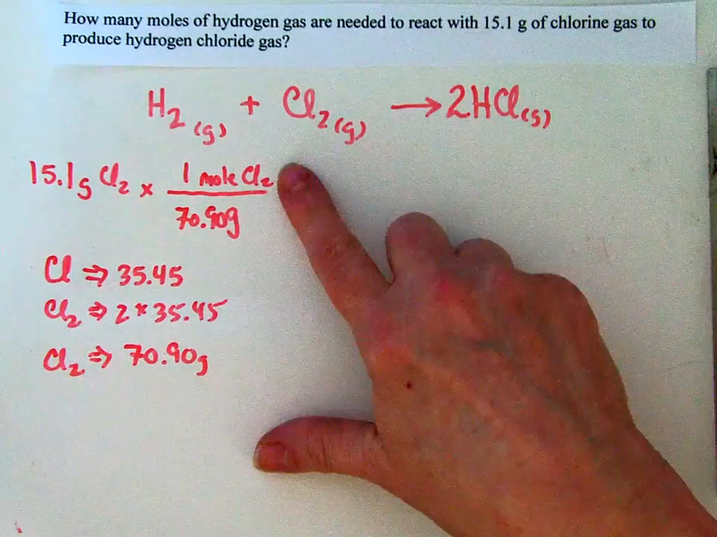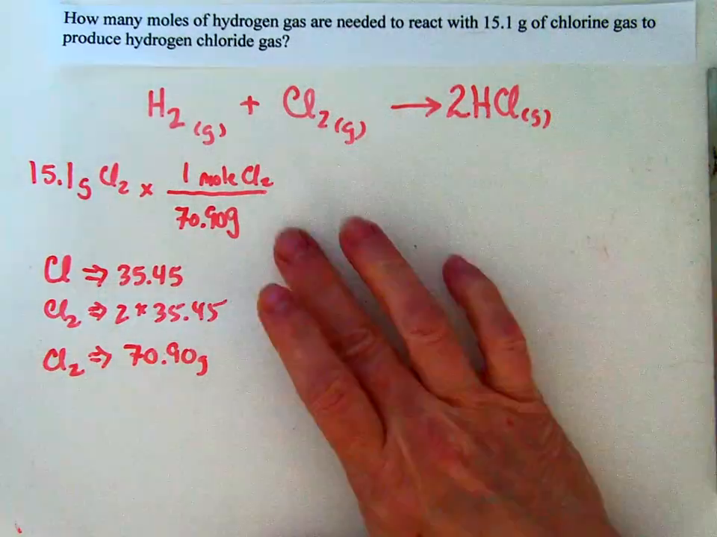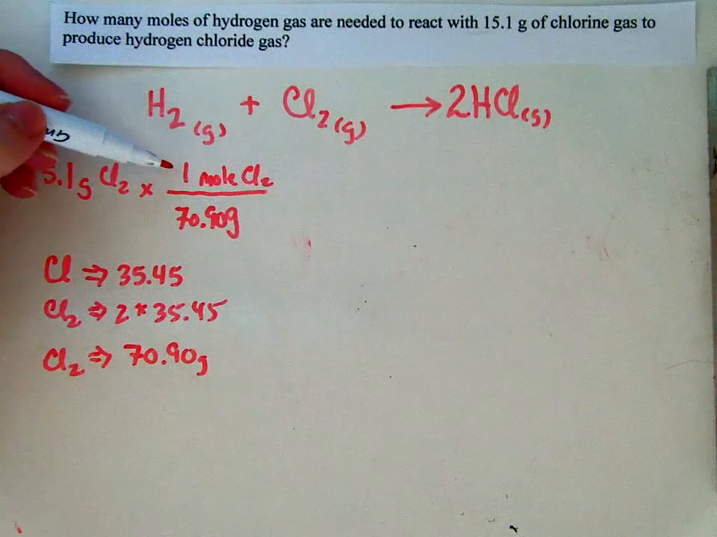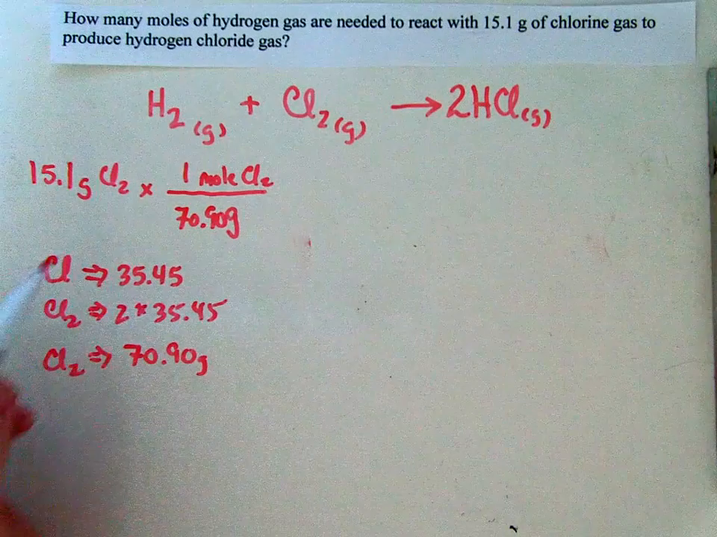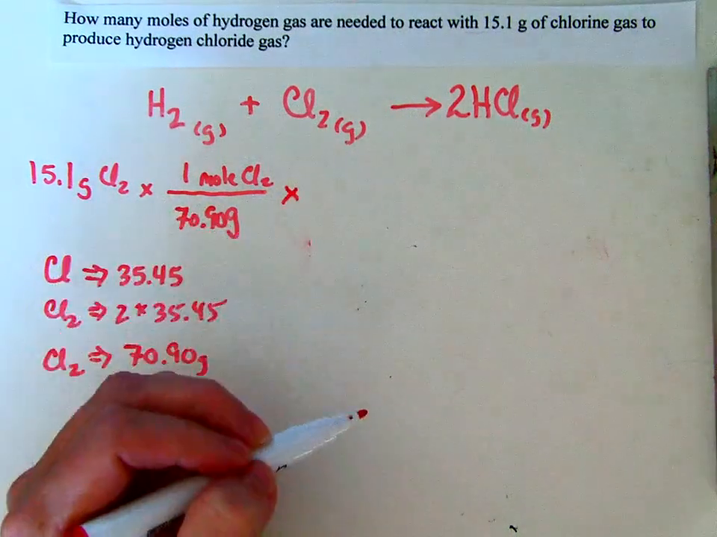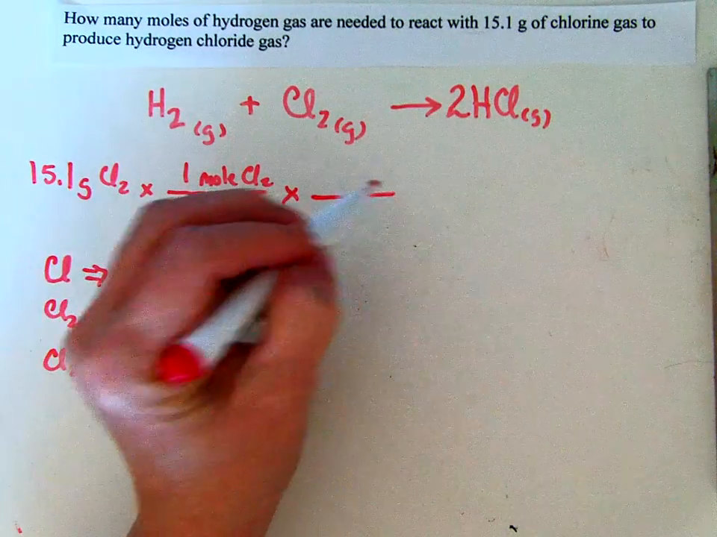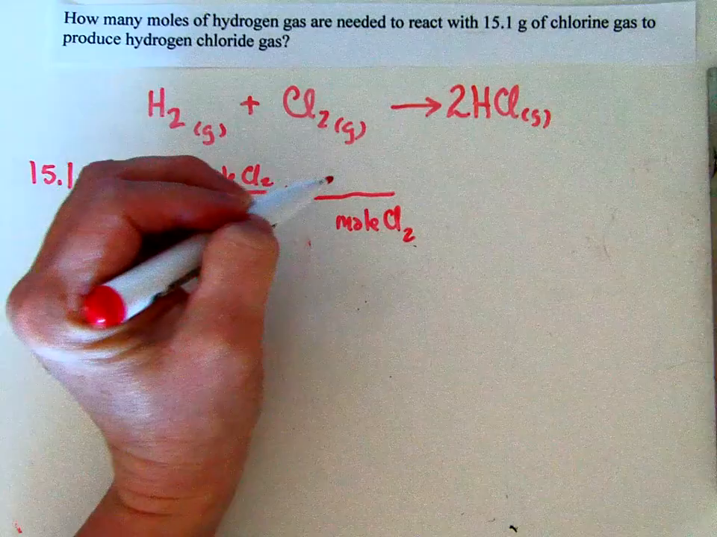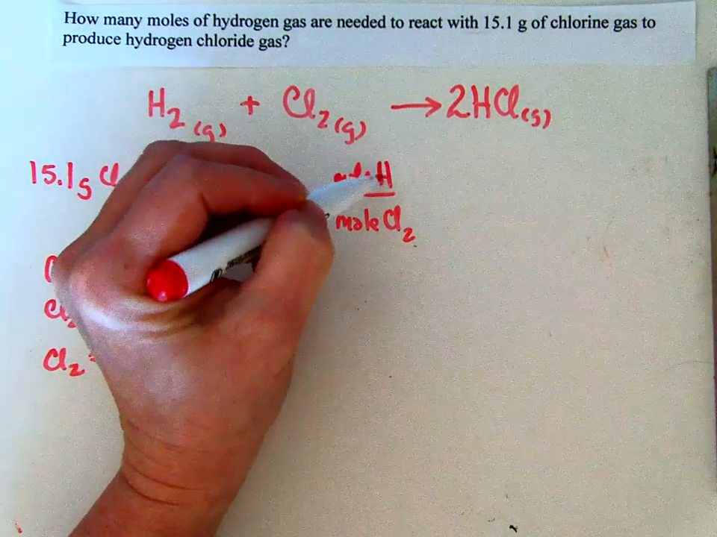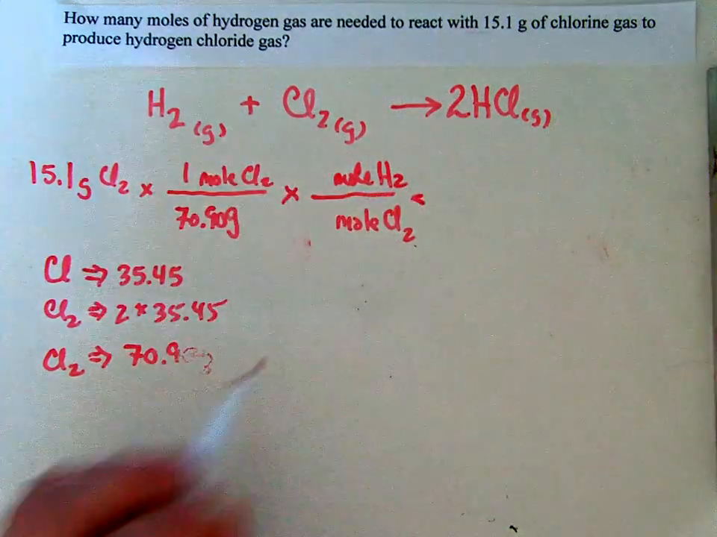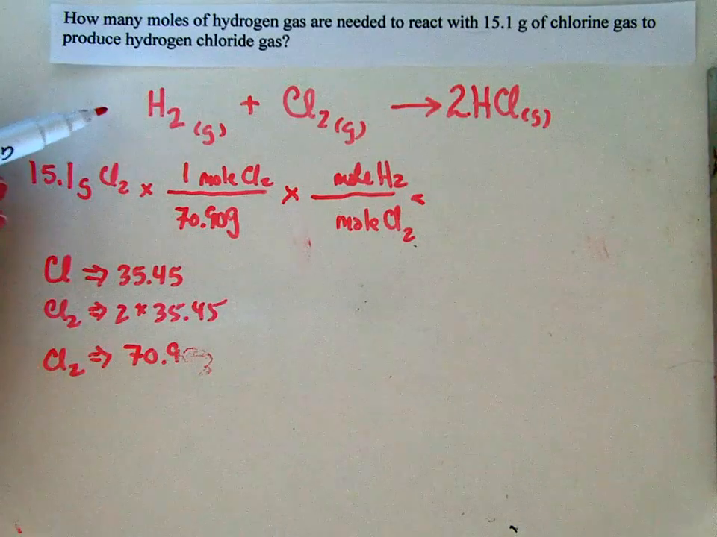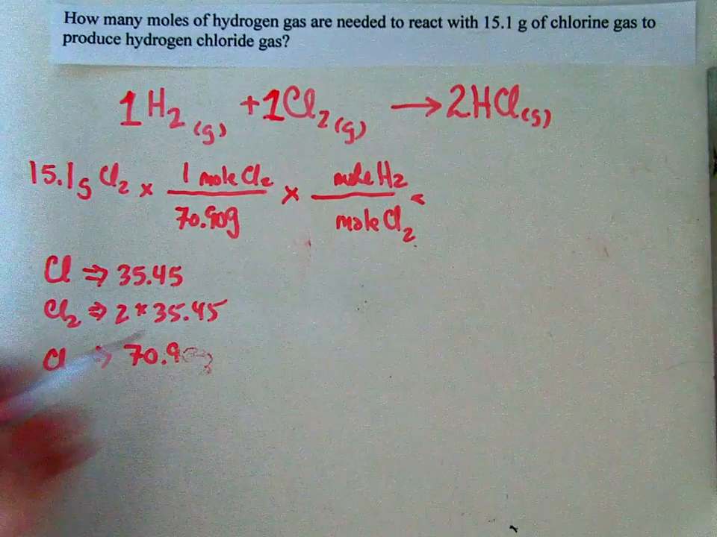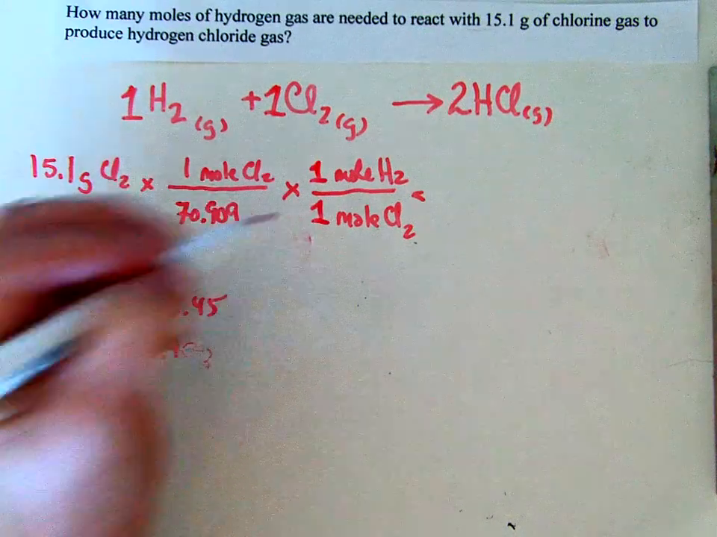And we want to find out, the problem is asking us how many moles of hydrogen gas are needed. What do we have here? We've got moles of chlorine gas. So now we're going to put in our mole ratio. We want to get rid of moles of chlorine, so that's going to go on the bottom. We want to get moles of hydrogen, so that's going to go on top. Now to get the coefficients, we look at the coefficients from the balanced chemical equation. There's no coefficient there, so you assume it's 1. So it's a 1-to-1 ratio of hydrogen to chlorine.